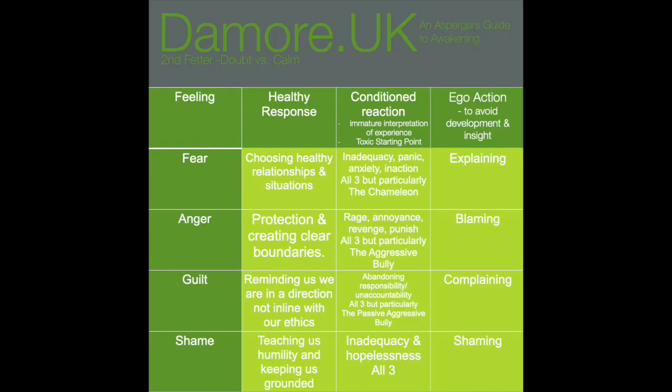Then there's guilt. The healthy response is that guilt reminds us that we are in a direction that is not in line with our ethics. The immature interpretation of an experience is when we are abandoning responsibility or accountability. So we feel guilty about something we have done, and instead of holding ourselves accountable and being with it and moving forward, we are relinquishing responsibility and accountability, which means that we are placing it on someone else or something else. We are taking ourselves out of the equation completely.